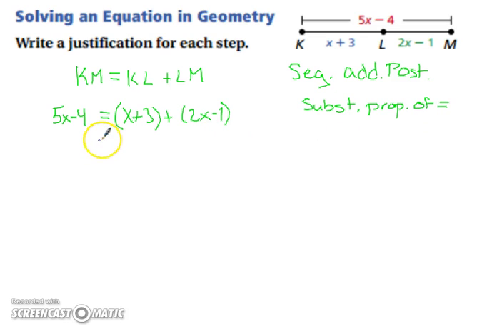Alright, so now we want to begin to solve. So we have 5x minus 4. It might be good to simplify this side of the equation first before we go much further. So you have x and 2x, which makes 3x, and 3 and negative 1, which makes 2. So all we did here was we just simply simplified.